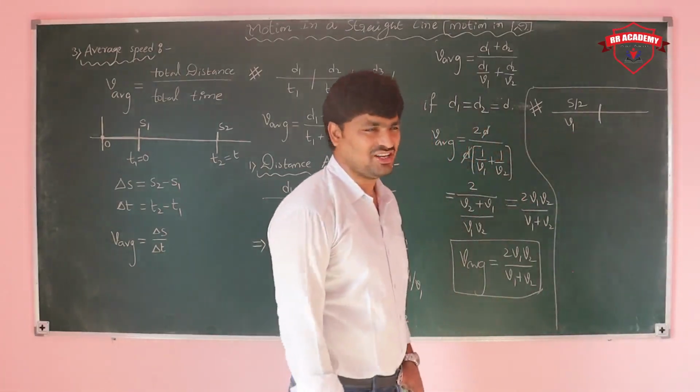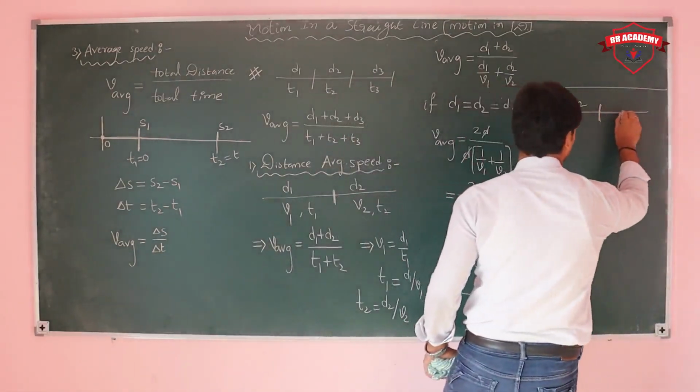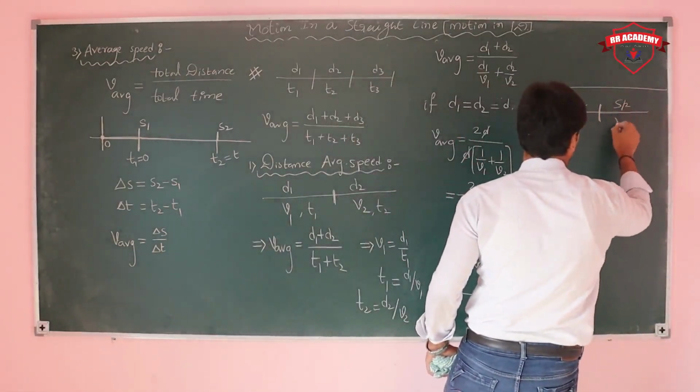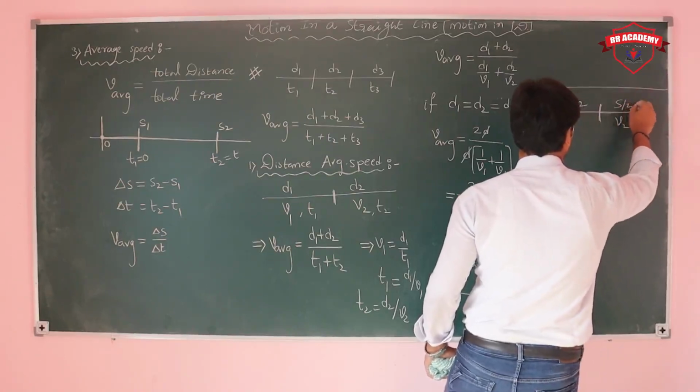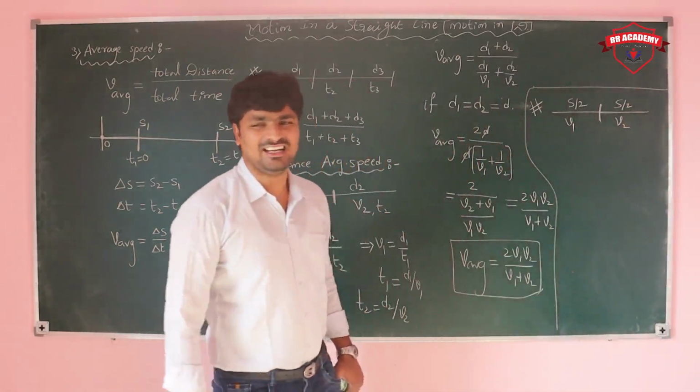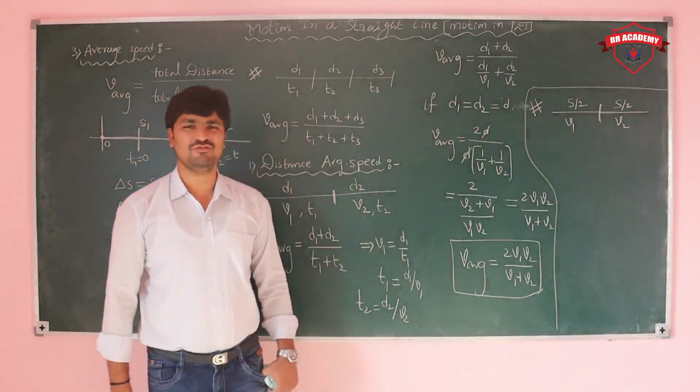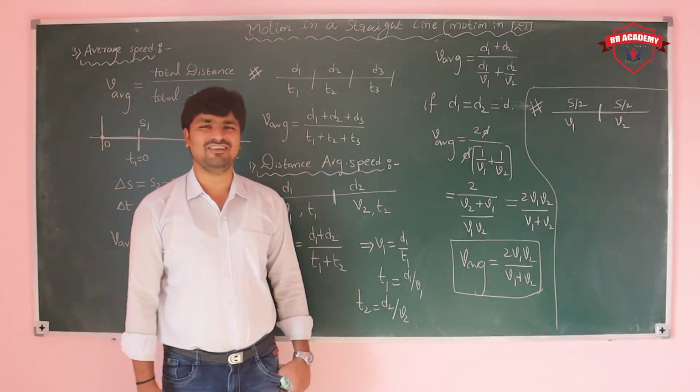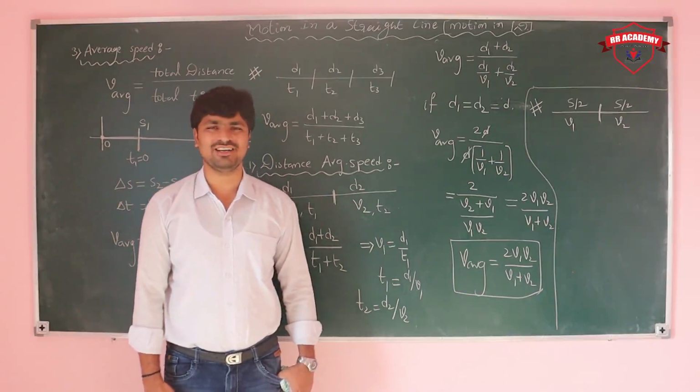Second half distance with a speed v2. First half distance with a speed v1 and remaining half distance with a speed v2. Then what about the average speed?